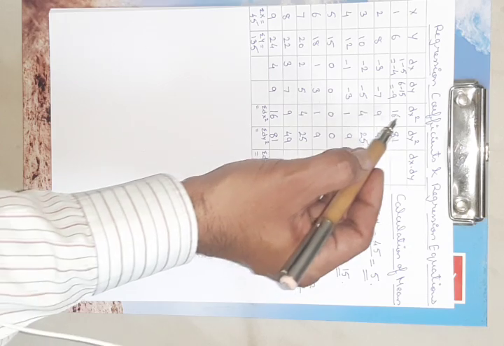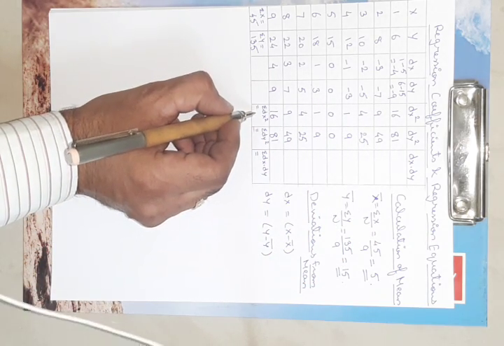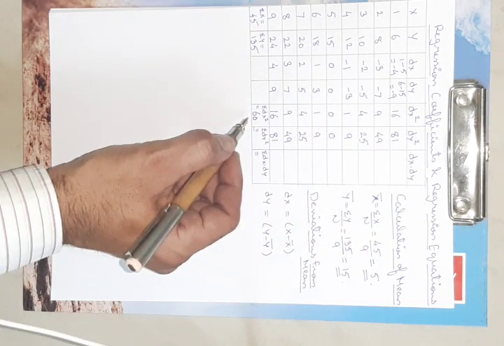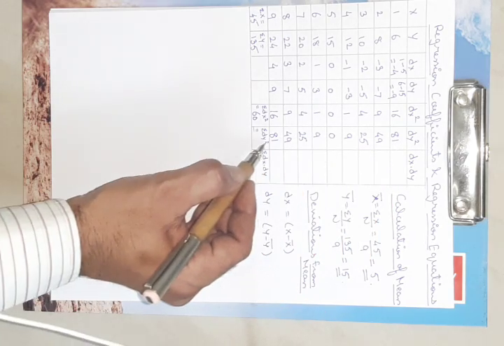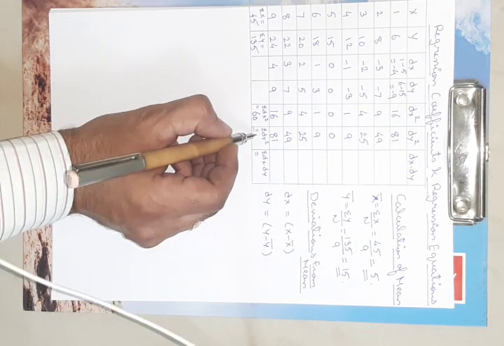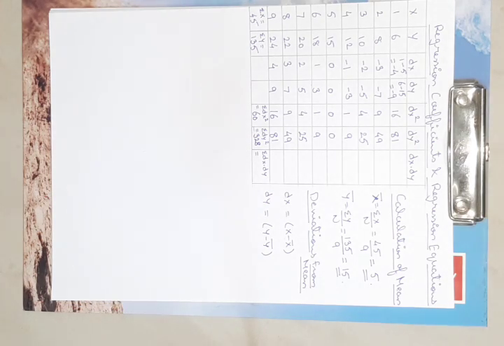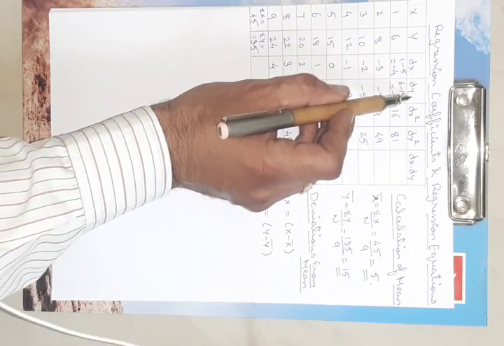Now we need to calculate the summation of dx square. Addition of this column, that is dx square, comes out to be 60. Next we need to calculate the summation of dy square, which comes out to be 328. Now finally we need to calculate the product of dx and dy, that means column number 3 multiplied by column number 4.